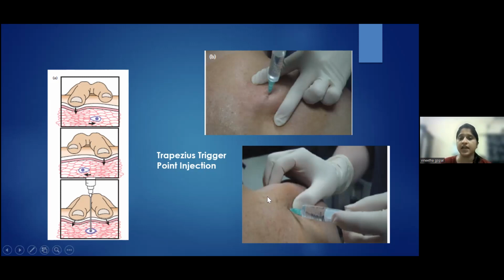For the trapezius, I use this one because here I know that this is my safe zone. I have taken the muscle between the 2 fingers. So this much is the muscle bulk. So this is a safe zone. And actually, they have injected here. I go from here. I take a little bit above my thumb here and then fan in all directions and do the trigger point injections.